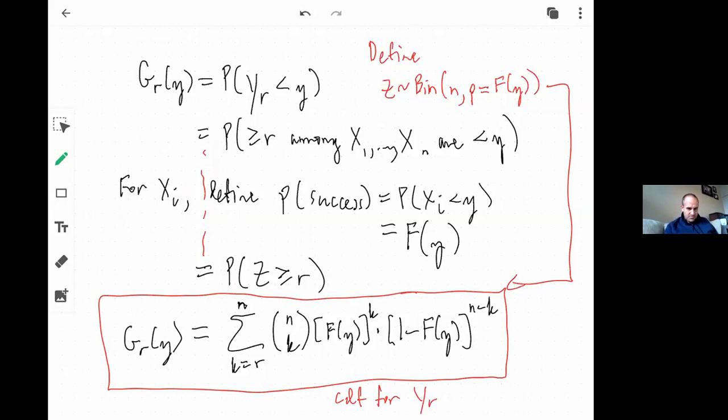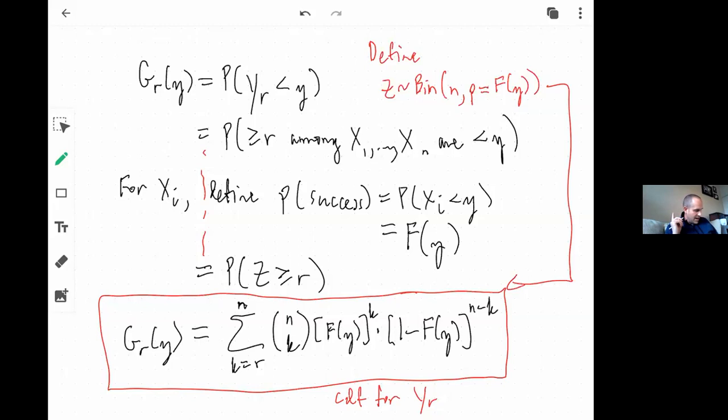Now, I also want to get the density, just so that I can have everything in sight. How am I going to get that? Well, I'm going to take the derivative of this thing. And really, to take the derivative, it's a little bit more convenient to write this in a slightly different way. We'll do that on the next little board here. But this flat out is the CDF for the rth order statistic.